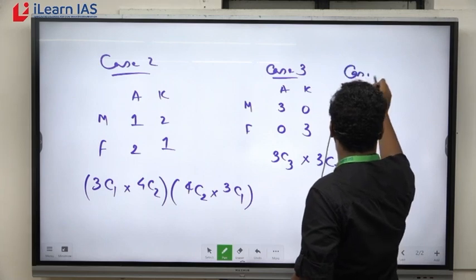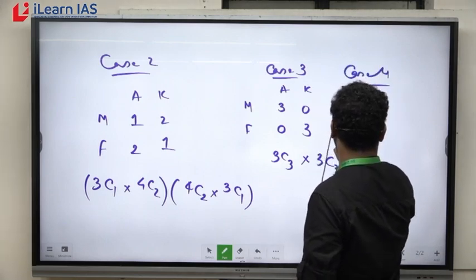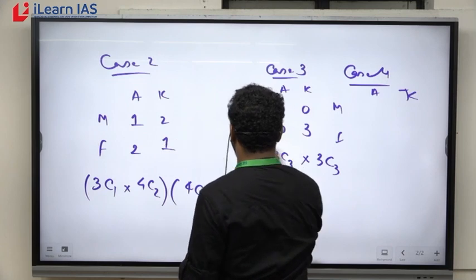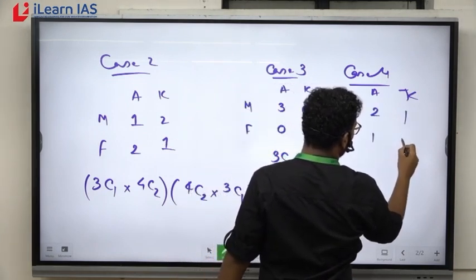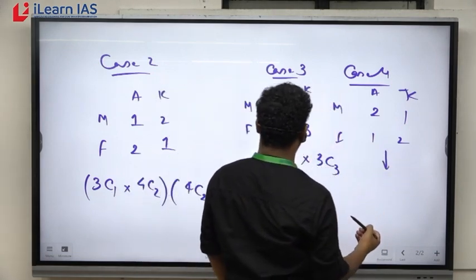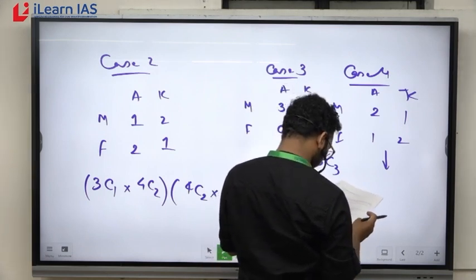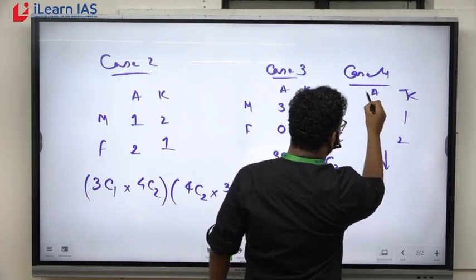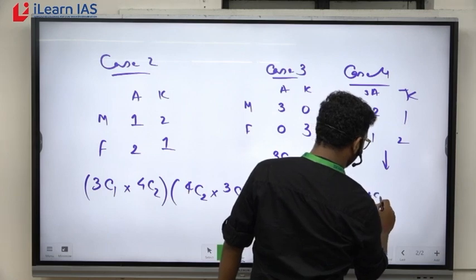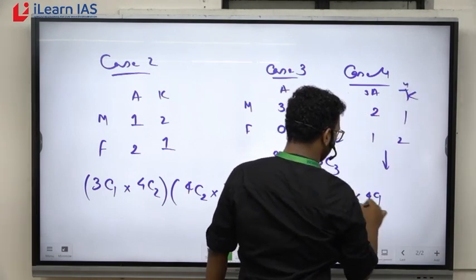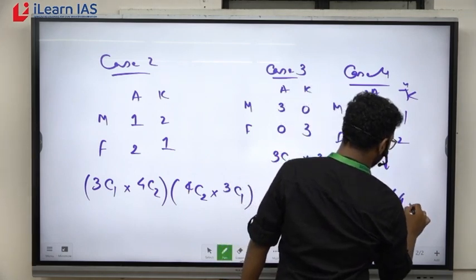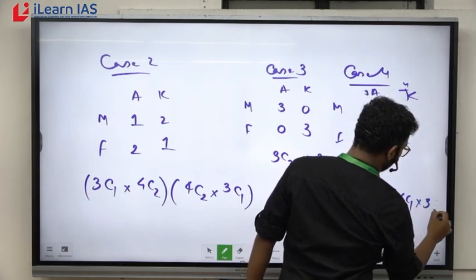ഒരു കേസും കൂടെ ഉണ്ട്, കേസ് 4. മെയിൽ, ഫീമെയിൽ, അജയ്, കാജൽ. ഓക്കെ, ദാറ്റ് ഈസ് ഇതിന്റെ നേരെ ഓപ്പോസിറ്റ്. 2 1 1 2 2 1 1 2. സോ എന്താ സംഭവിക്കുക? 3c2 ഇവിടെ എന്താ? ഇവിടെ 3 പേരാണുള്ളത്, സോ 3c2 ഇൻറ്റു 4c1. ഇവിടെ 4 പേരല്ലേ ഉള്ളേ, അജയുടെ ഫീമെയിൽ 4c1 ഇൻറ്റു 3c2.